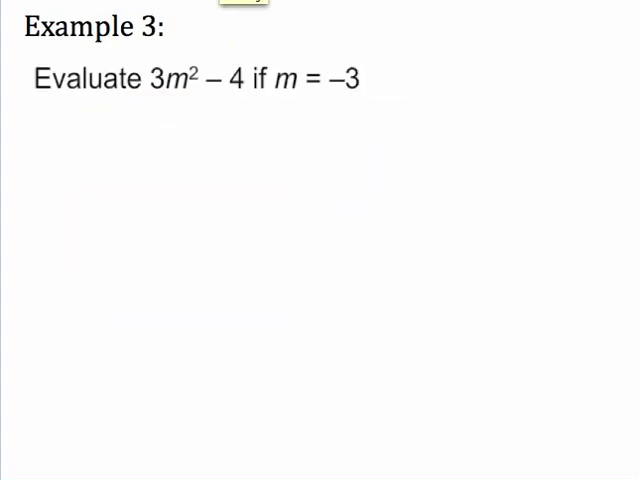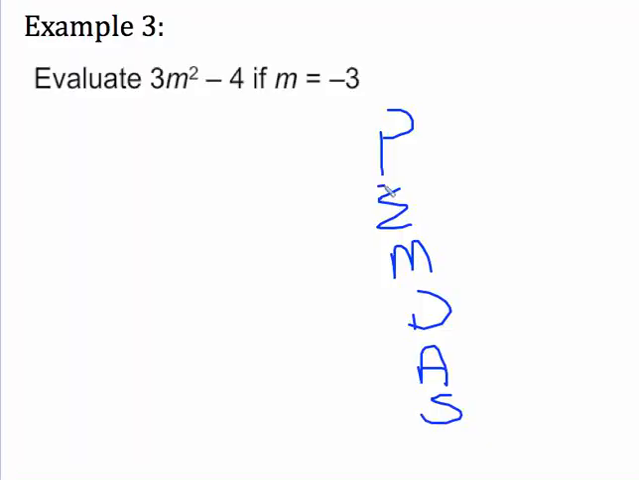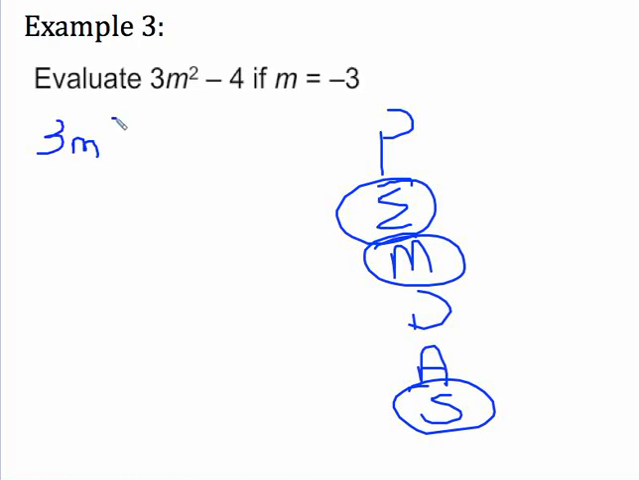This one is an example where we do have an exponent. So you might want to try getting a head start on me. Okay, so again, I'm going to be looking at my order of operations. I see that I have exponents, I also have multiplication, and I have subtraction. So I have 3m squared, so that's 3 times m squared. There's my exponent and there's my multiplication, minus 4. There's my subtraction. Okay, so I'm going to plug in.